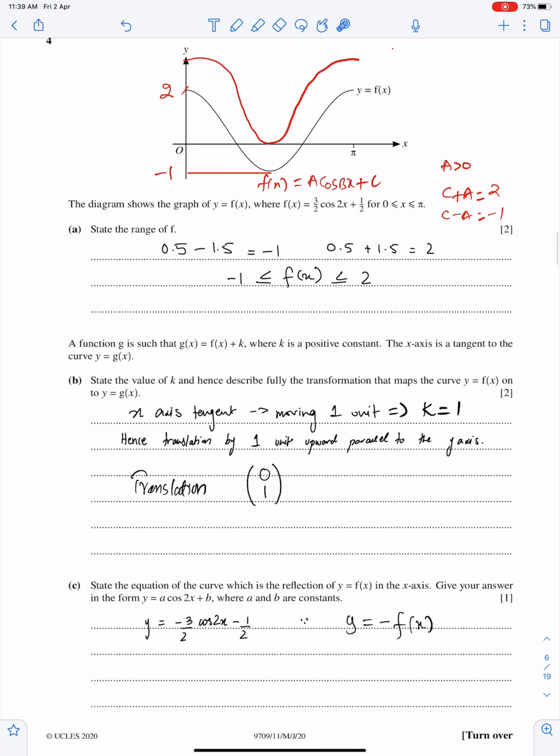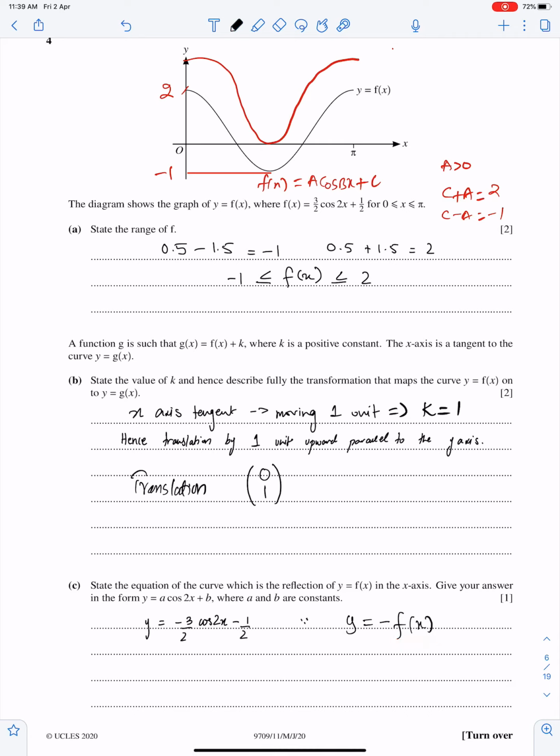Next part. State the equation of the curve which is the reflection of this about the x-axis. This is so simple. Whenever you reflect anything about the x-axis, this is the structure of the new equation. The resultant equation will be minus f of x. So you just need to multiply this equation by a negative sign. You just need to put f of x here. When you put f of x here, you will get this.